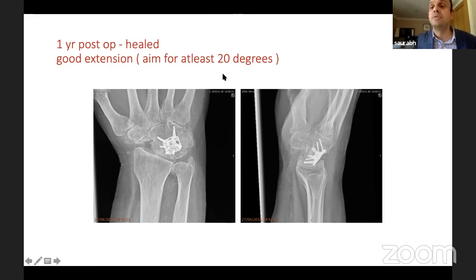Same with total wrist fusions. You're going to fuse them in a bit of extension, around 15 degrees, 20 degrees. If you fuse them straight, they won't have a good function and they're not happy, and you have to go and revise them.